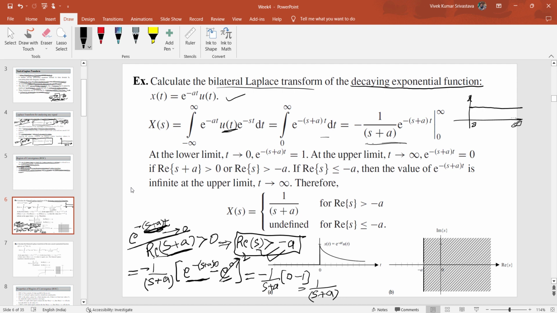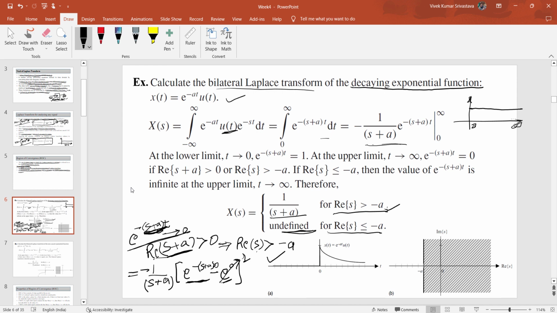So the overall Laplace transform of this function will be 1 over s plus a. Here it is written as X of s equals 1 over s plus a for real part of s greater than minus a. So this defines the region of convergence over which this Laplace transform is evaluated, and apart from this region, that is real part of s less than or equal to minus a, this Laplace transform is undefined. That's how we can calculate the Laplace transform of any signal.